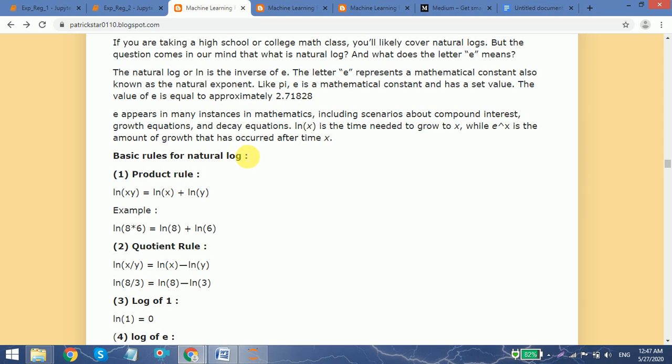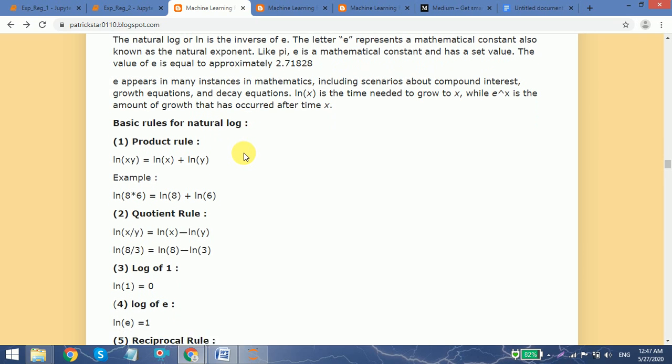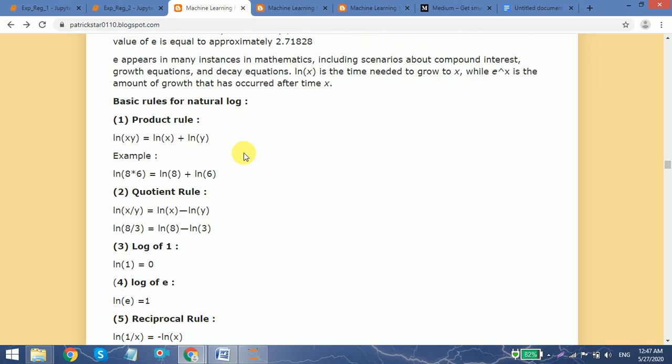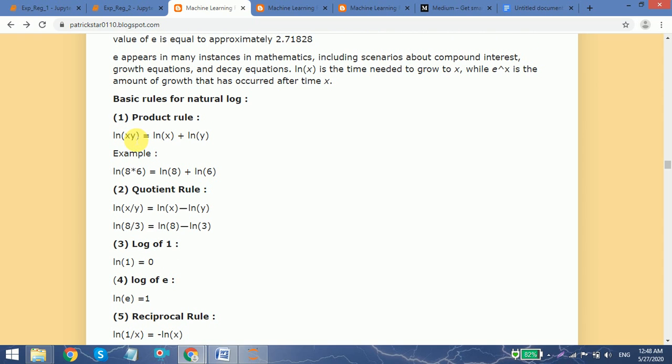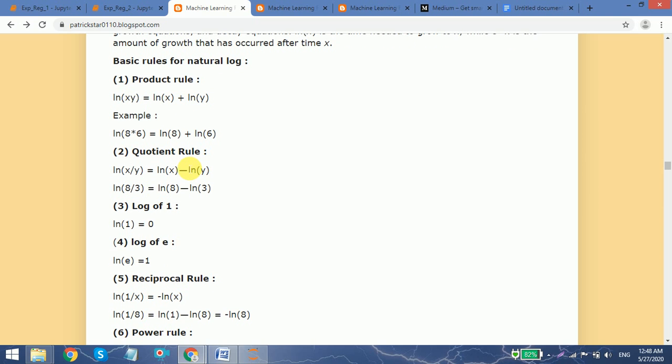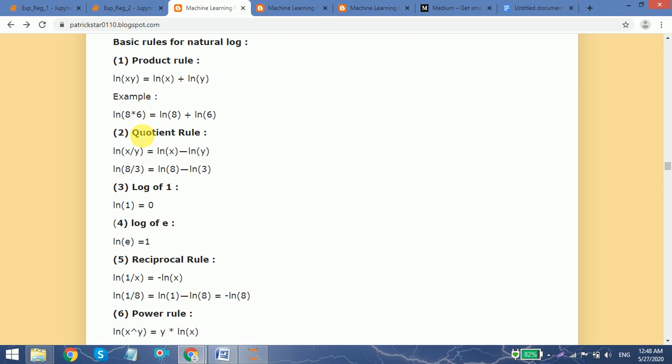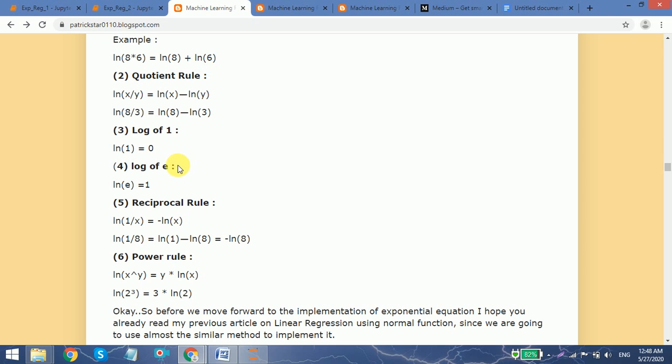Now we are going to take a look at some basic rules of natural log. The first one is the product rule. Whenever we have a product, we add the logs. These are basic rules that you already know from your high school or college classes, so we are just going to quickly go through them. The second rule is the quotient rule. It is division, so whenever there is division, we do a subtraction operation. Then the log of 1 equals 0, and the log of e equals 1.